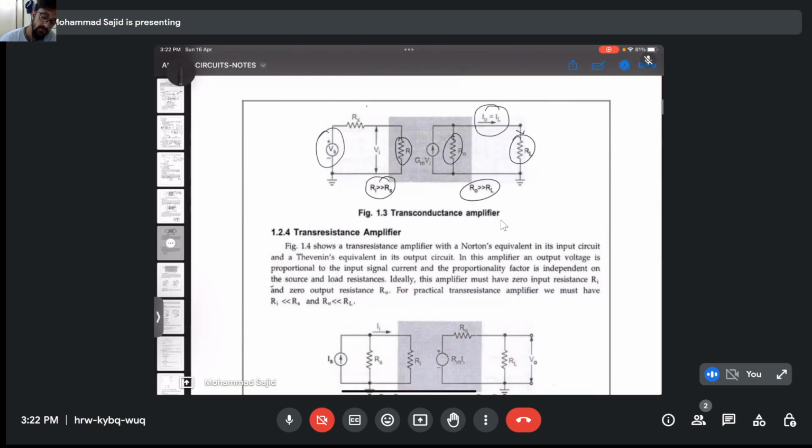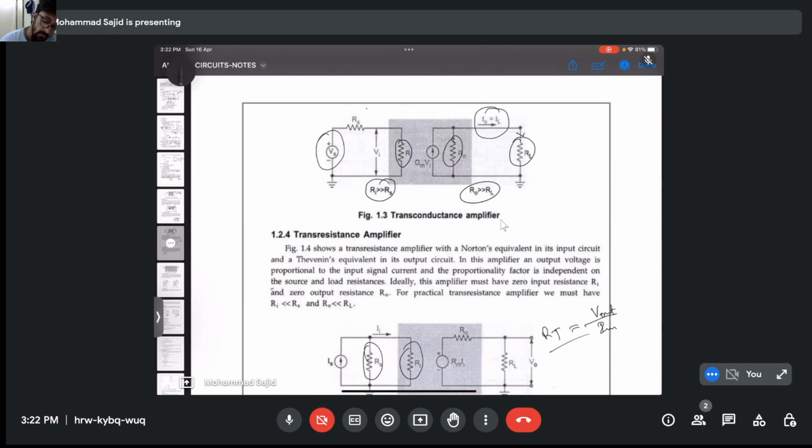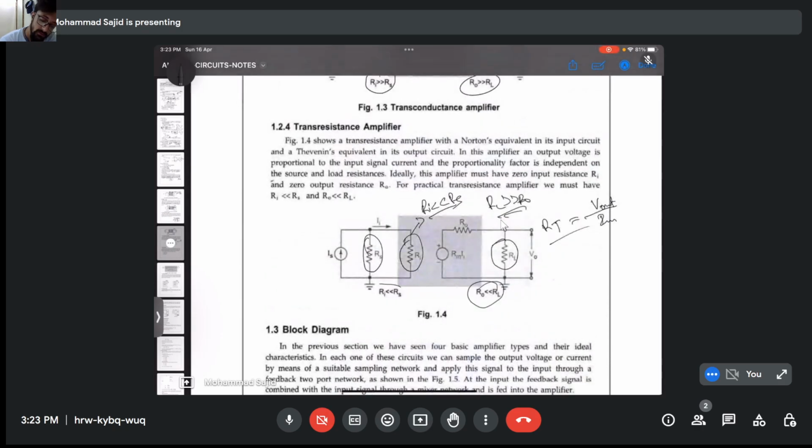Now we have the transresistance amplifier. That means the output will be voltage and the input will be current. That will give me the transresistance amplifier. So what will be the condition for these resistors? Ri should be very, very less than Rs, and RL should be very, very greater than R naught, such that the whole voltage will drop across RL and the whole current will flow through Ri.